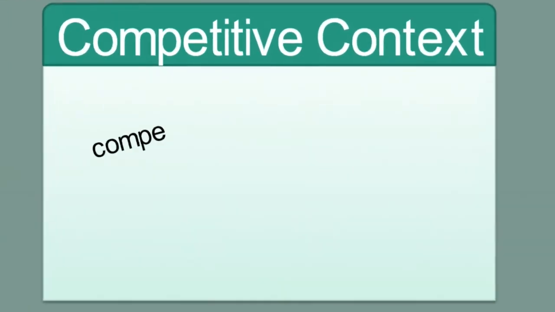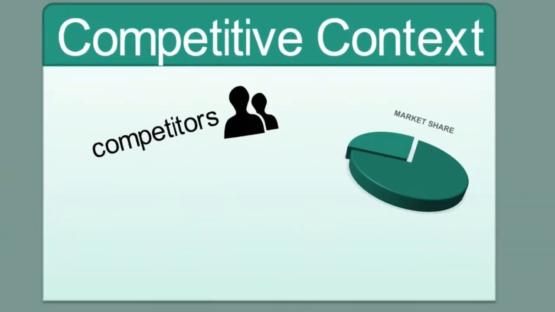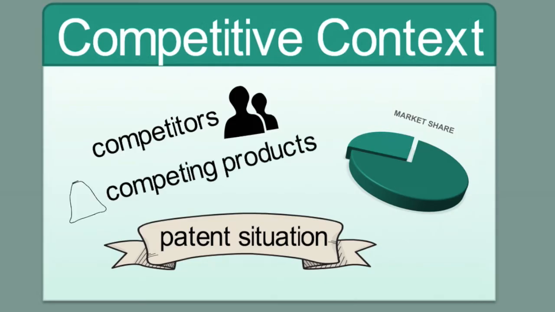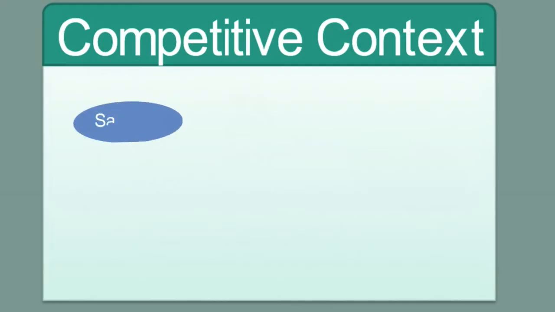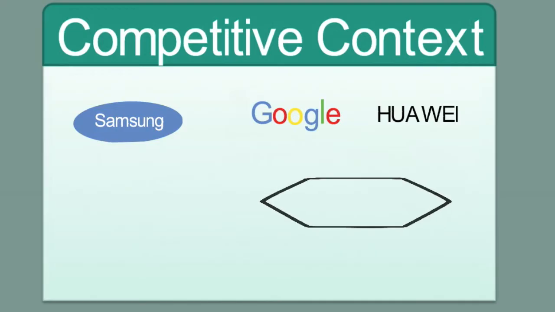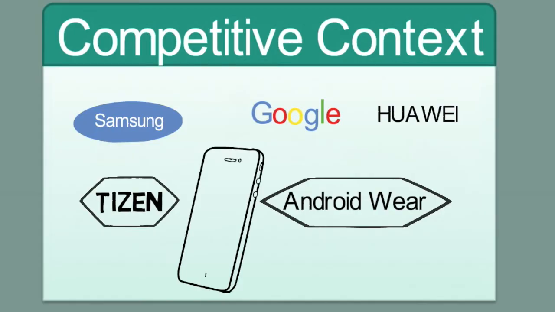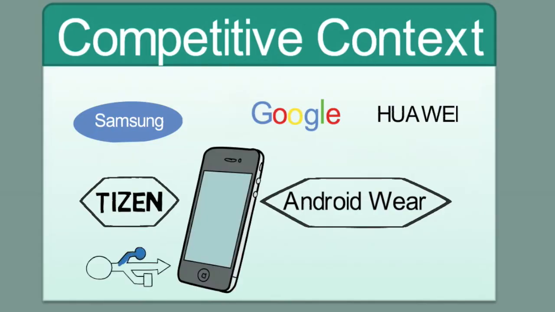The competitive context includes elements such as the competitors and the market share distribution. What are the strongest patents of the competitors? And the competing products, including prices. Apple is not the only provider for smartwatches. Competitive providers are Samsung, Google, and Huawei. They offer different operating systems such as Android Wear and Tizen. From all these competitors, Samsung might be the strongest. It has nearly the same properties as the Apple Watch, and almost all of them are compatible with the iPhone.